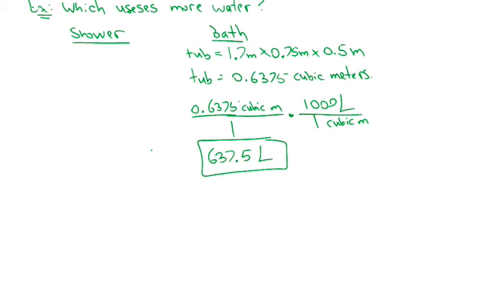If you divide that by 2, that would be how many 2-liter bottles you'd have to pour to fill up your tub so you could take a bath. About 318, so about 300 2-liter bottles to fill your tub for a bath. Kind of crazy, huh? All right, now for a shower, what do you need to know?